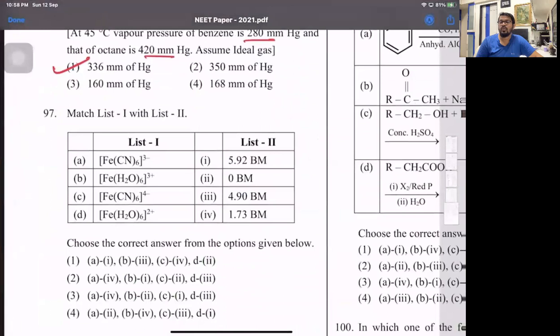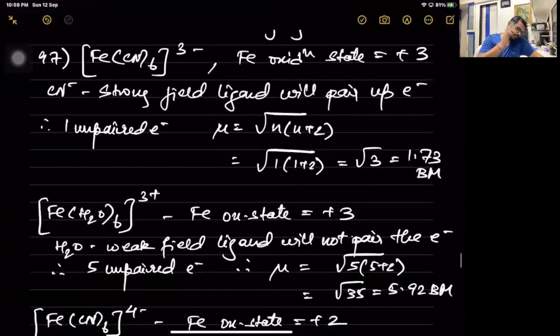Question 97. Now in this, you have to calculate the unpaired electrons with respect to the ligands. Cyanide is a strong field ligand, so it will pair up. Water is a weak field ligand, so it won't pair up. On that basis, you calculate. So look at that. First one, Fe(CN)6, Fe is plus 3. Cyanide will pair up, so you'll have one unpaired electron. So for the first one, it's 1.73 BM, Bohr magneton.